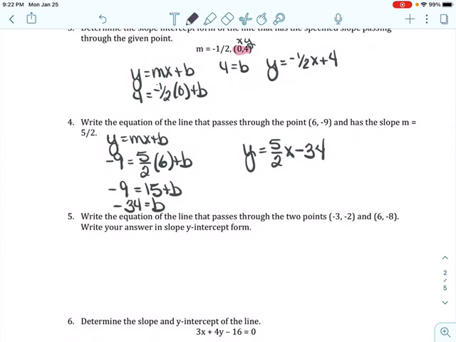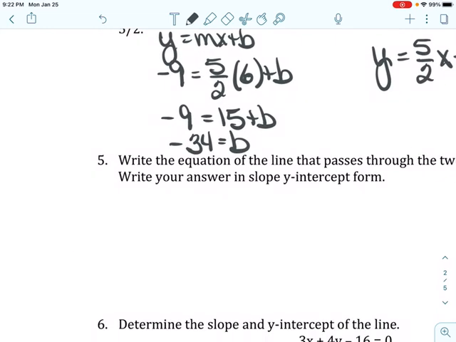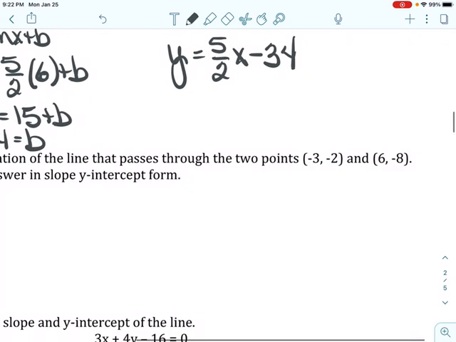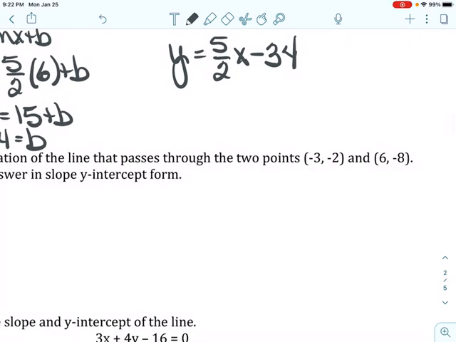Here we have a line that passes through two points, and we want to write its equation in y equals mx plus b form. Remember, we need slope and y-intercept, and we have neither. So we have to do a little bit more work. Our first thing is that we're going to need to find slope. Remember that's our m. So here are our two points.